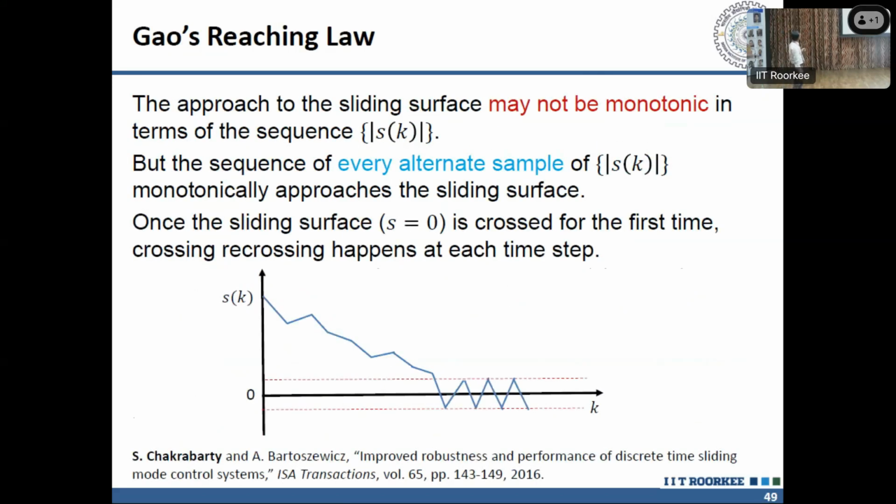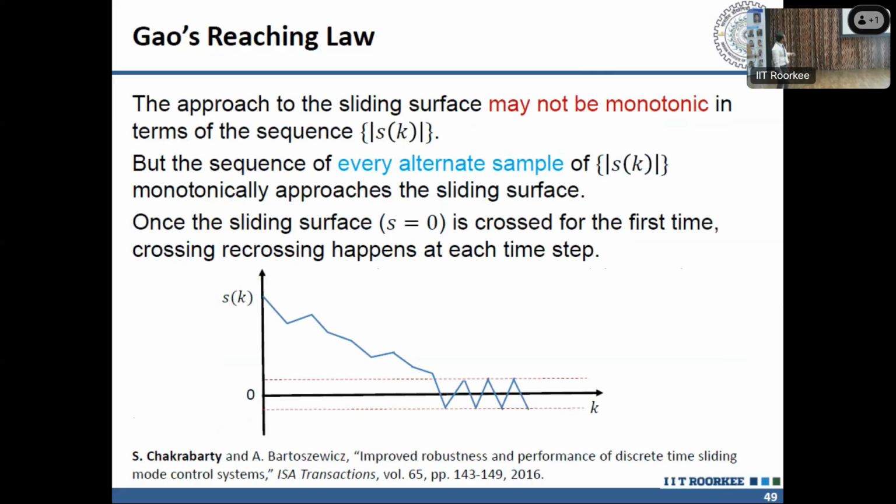Now let us be clear that every sample may not be monotonically converging, but every alternate sample will be monotonically approaching the hyperplane. And once the surface is crossed for the first time, crossing and recrossing happens each time. So the picture can be like this. You can see that this is S0, this is S1, S2 can be more than S1, but S2 is obviously less than S0. Again, S3 is less than S1.